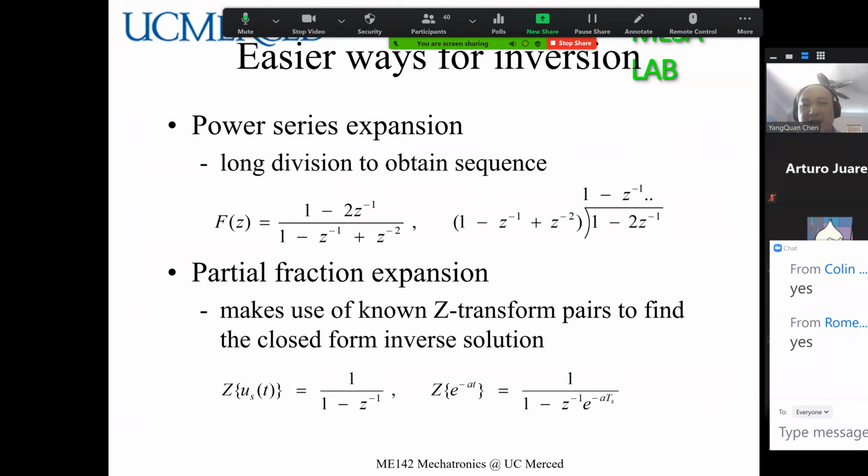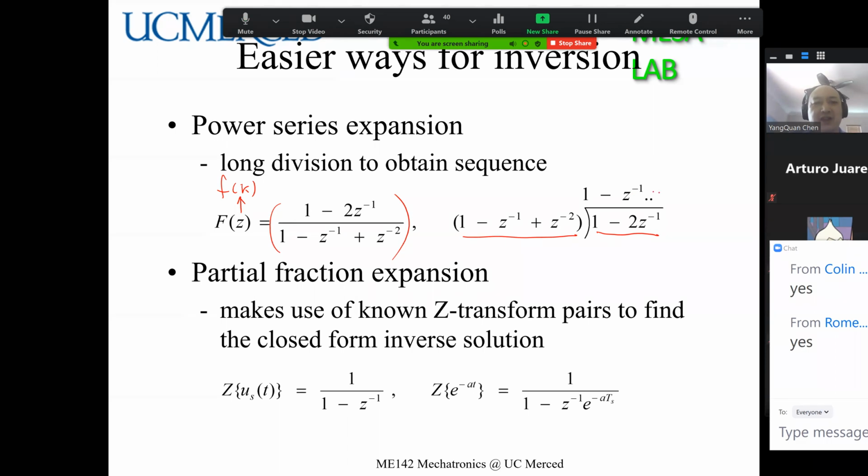Say for example, I hope you can get me f of k, but you are given this one. How to do that? There are multiple ways to do it. The first way is long division. So this is your numerator, this is your denominator. What you should do is put the 1 in here, you're going to have 1 minus z minus 1 plus z minus 2.